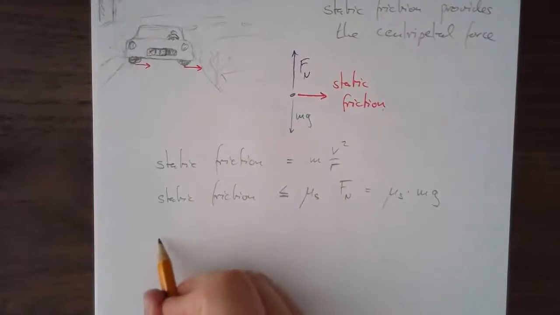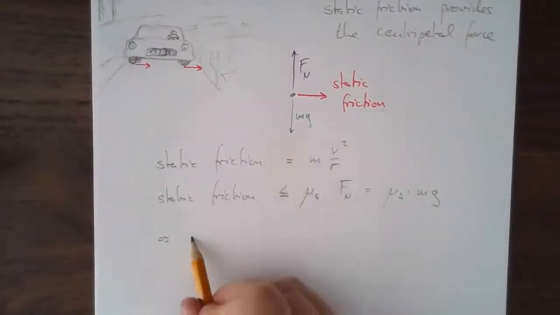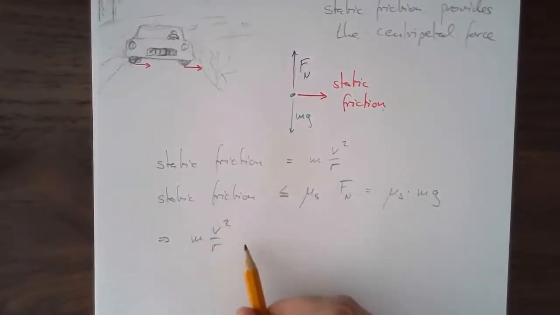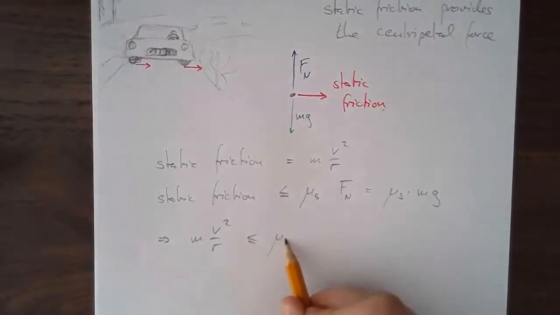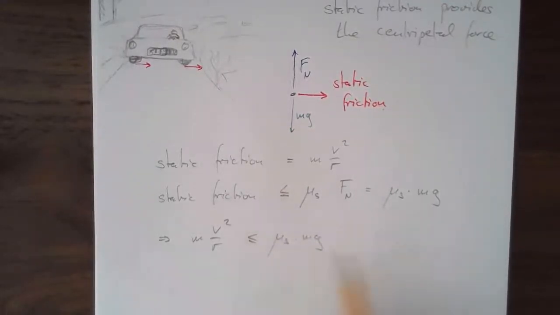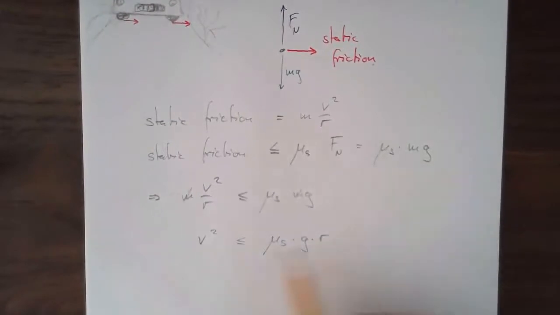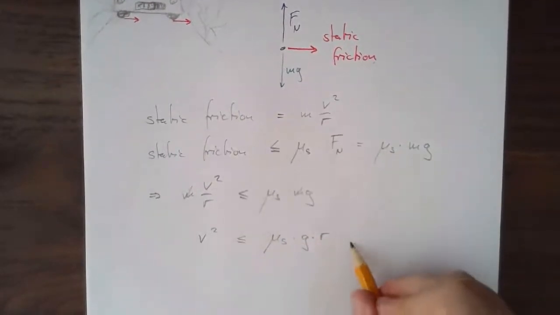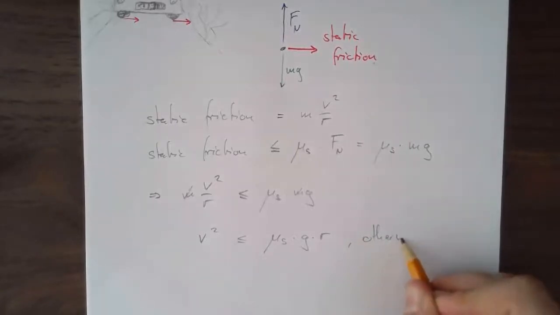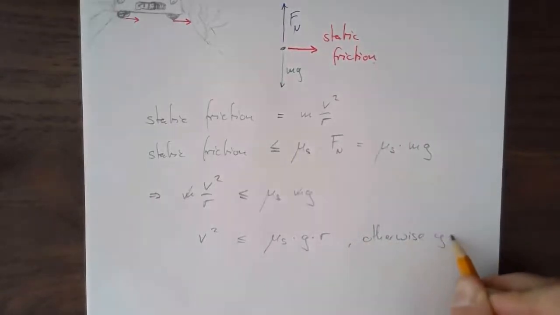Right, so what that implies is that I have mv squared over r is smaller or equal than mu s times mg. Now you notice I can cancel out the m's, so actually the maximum speed is independent of the mass. And I find that v squared has to be smaller or equal to mu s times g times r. And if this is not true, then you'd slide.